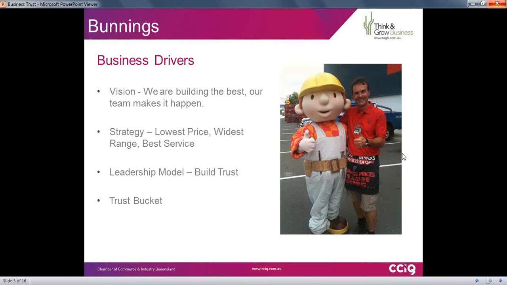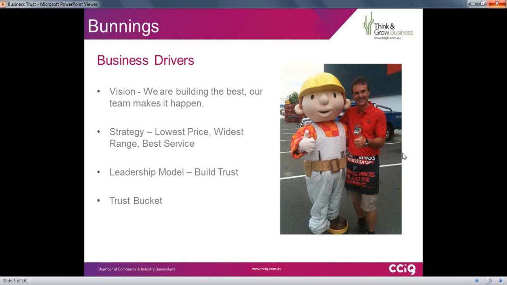But other businesses don't top up the trust bucket. And when it empties, unfortunately, so does their business in a lot of cases. So Bunnings have built a very strong, consistent growth style business with a very strong pillar and a very strong foundation of trust.